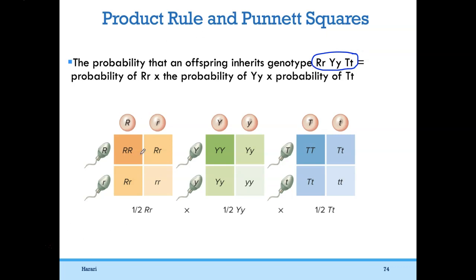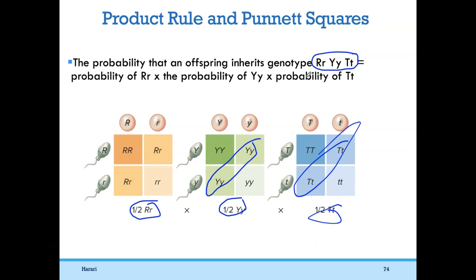So let's just look at the R first. Well, there's a 50% chance, or 1/2 chance, of getting big R little r. If you look at the Y Punnett square, big Y little y, 50% chance of getting that big Y little y. Again, here's big T little t, 50% chance of getting big T little t. So what is the likelihood of getting big R little r and big Y little y and big T little t? 1/2 times 1/2 times 1/2 is equal to 1/8. So that is the answer, 1/8.